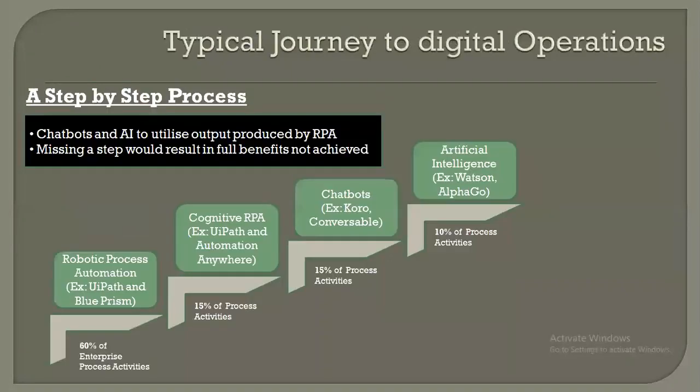Okay. And if you completely want to automate the digital operations, out of 100% of enterprise process activities, RPA is 60% of the work, cognitive RPA is around 15% of the work, chatbots around 15%, and 10% of the work is in artificial intelligence. Okay. So the current RPA tools are robotic process automation. Intelligent process automation is a combination of cognitive RPA, chatbots, and artificial intelligence. And most of the work is on RPA tools, like 60% of enterprise process activities.